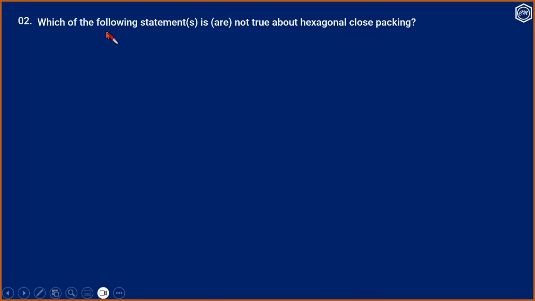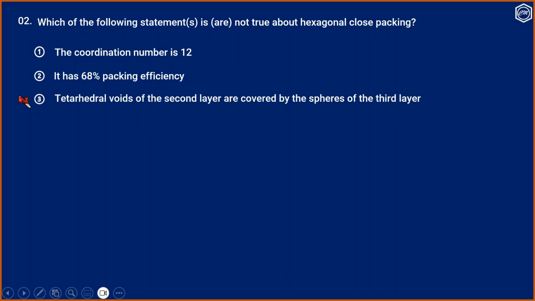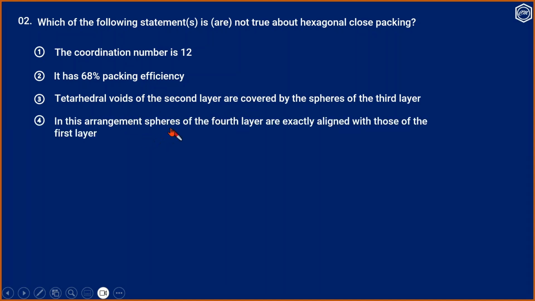Question number 2. Which of the following statement or statements is or are not true about hexagonal close packing? 1. Coordination number is 12. 2. It has 68% packing efficiency. 3. Tetrahedral voids of the second layer are covered by spheres of the third layer. 4. In this arrangement, the spheres of the fourth layer are exactly aligned with those of the first layer.